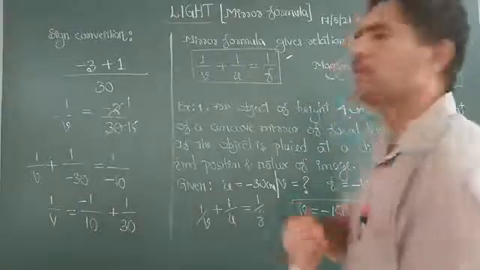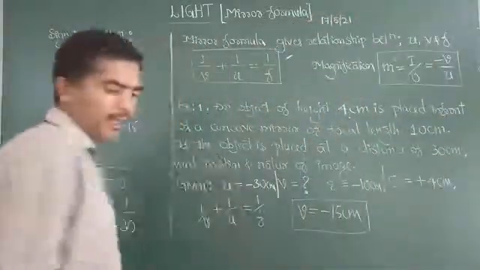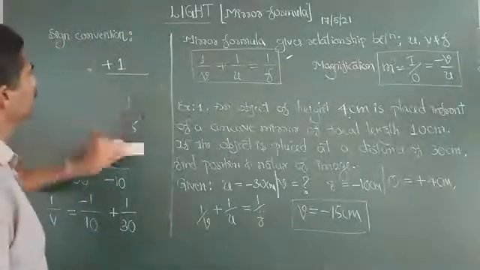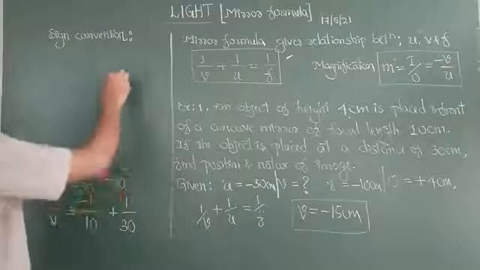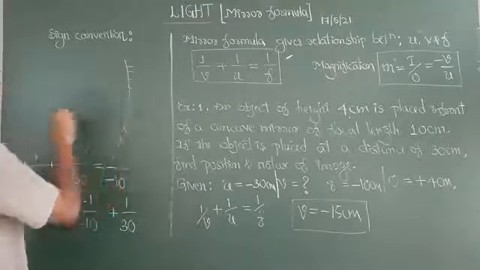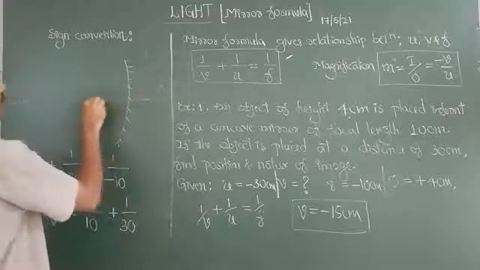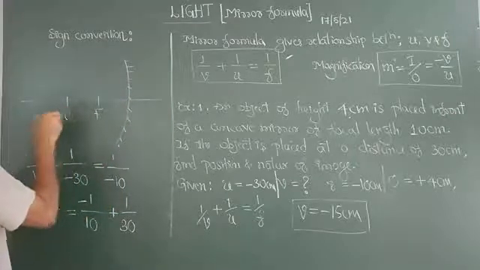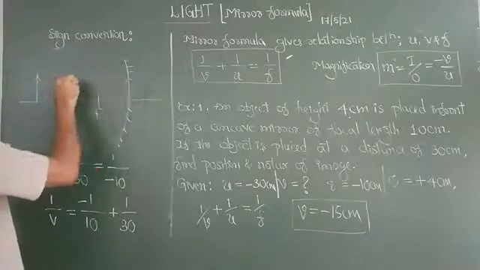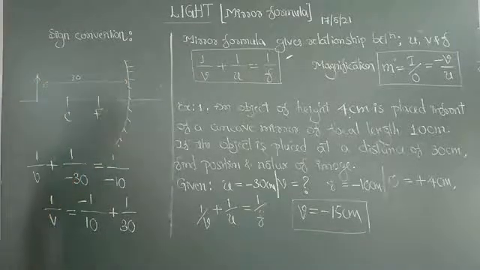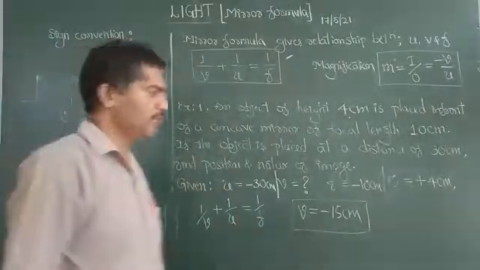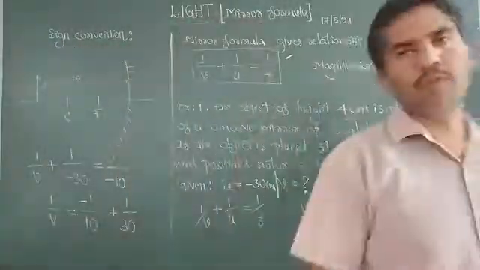Now I can understand from this where the image will come. Image will come just between pole and center of curvature. It was like this, the diagram was like this. Object was here somewhere, 30 centimeter away. Beyond C, image came between C and F. So I can understand without the diagram. So I have got the distance of image.